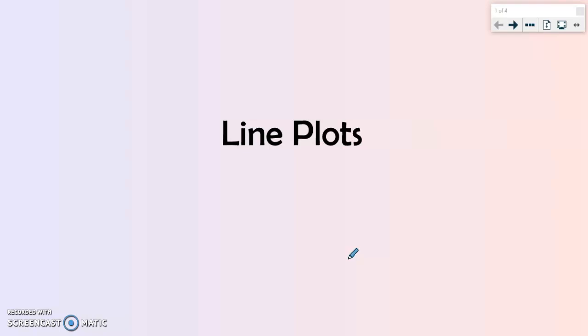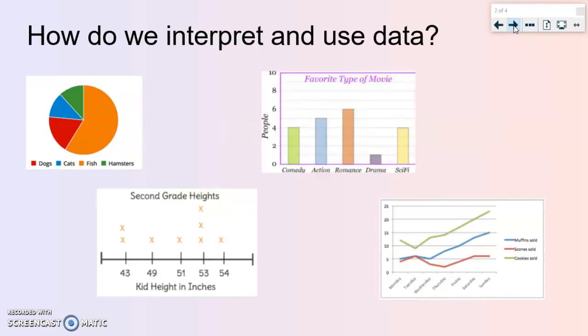Today we're going to be moving into the data portion of measurement and data. And so specifically, we'll be looking at line plots. There's lots of different ways that we can interpret and use data. There's also lots of different ways that we can present data.